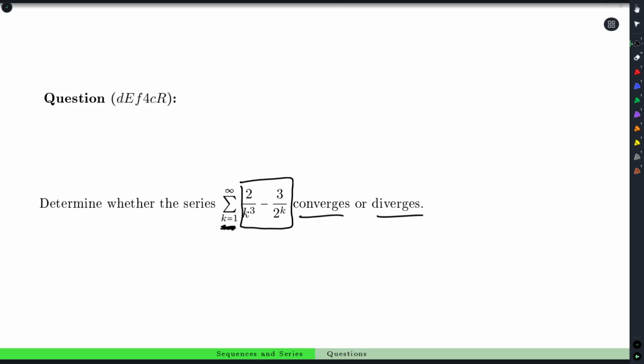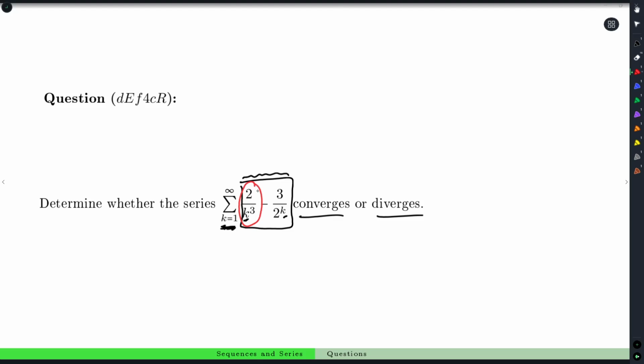Okay. So, converging, diverging, we want to try and maybe use a test or some other knowledge and primarily focus on the sequence that we see. So what sequence do we see? 2 over k to the 3 minus 3 over 2 to the k. Now, the two expressions there that we're taking the difference of look somewhat similar, but you might notice the different placements with the k's here.